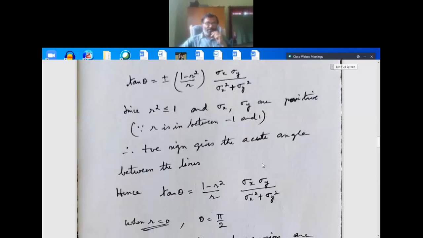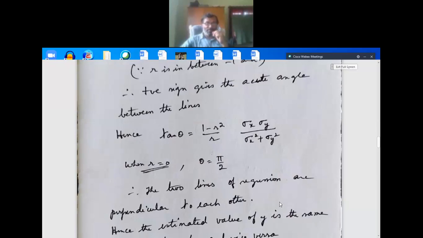Studied in coordinate geometry. Now, tan theta will be equal to, we take only the positive sign, 1 minus r squared, because it is positive. I told you why: r squared is always less than or equal to 1, so 1 minus r squared is positive. So tan theta equals (1 minus r squared) by r, into sigma x sigma y by sigma x squared plus sigma y squared.